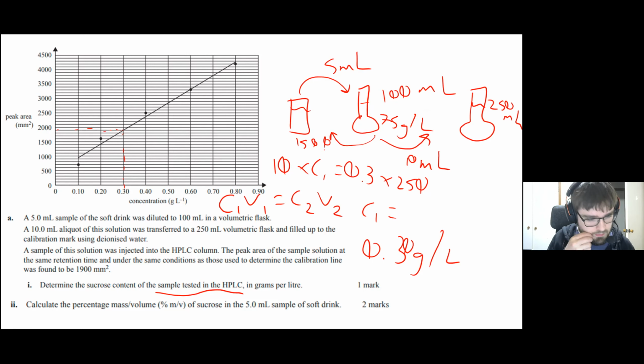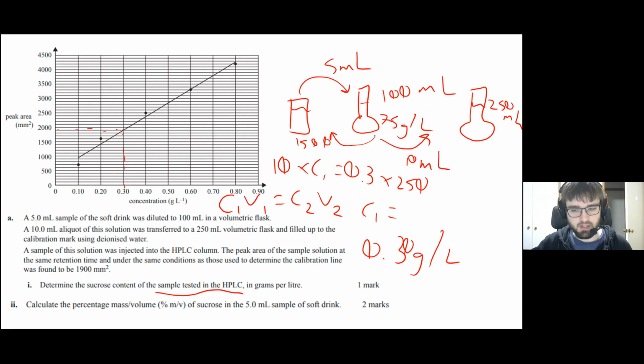All right. Just double check everything there. Going across, 1900 millimeters squared, it's 0.3, 0.3 times 25. 0.3 times 25. There you go. It was supposed to be 75. I thought that was it.